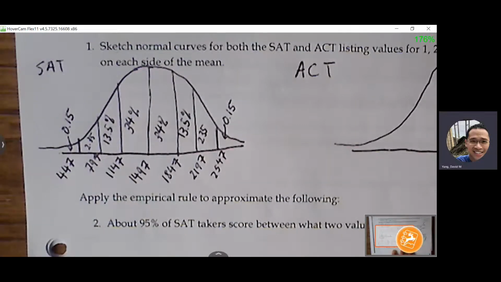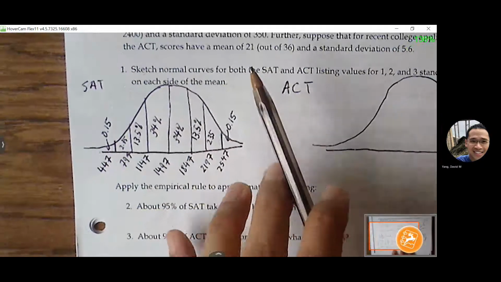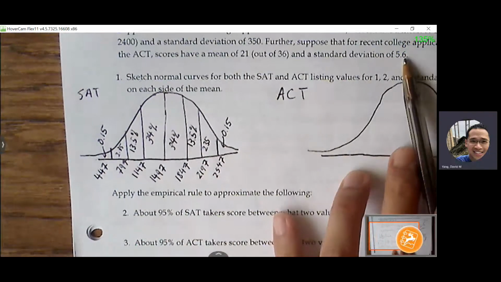Okay, we'll follow the same path for the ACT. ACT mean is 21. And standard deviation is 5.6.